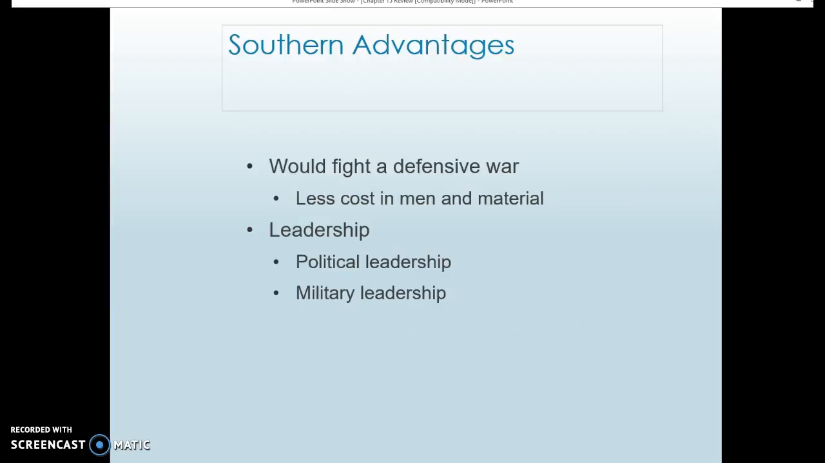The southern advantages: this is going to be a war that's fought at home. They're just going to have to defend what they already have. There's less cost in men and less cost in materials because of that defensive war.